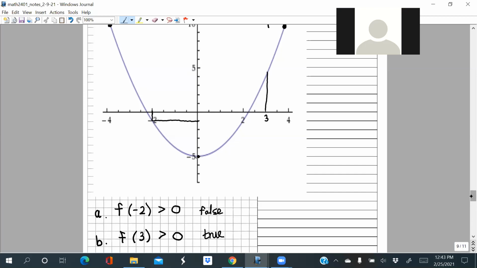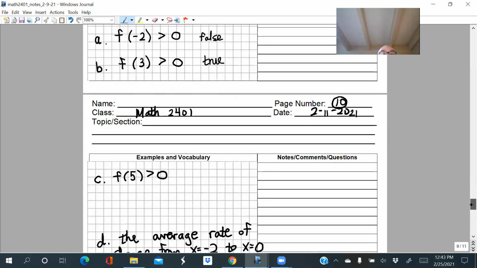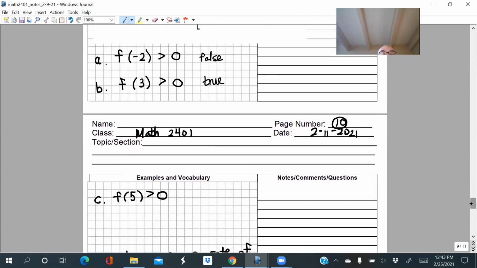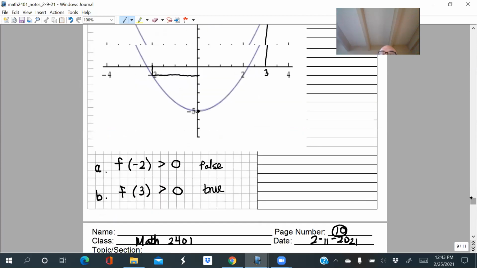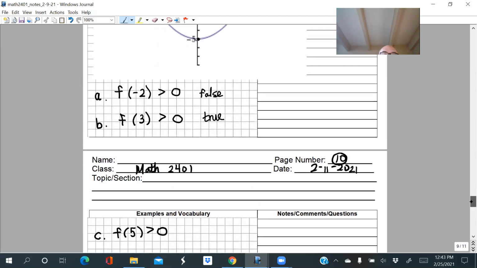All right. Now let me step it up though. I'm going to make it harder. Oh no, maybe I'm not. Okay. So f of 5 greater than 0. Maybe that's a trick question. Is f of 5 greater than 0?